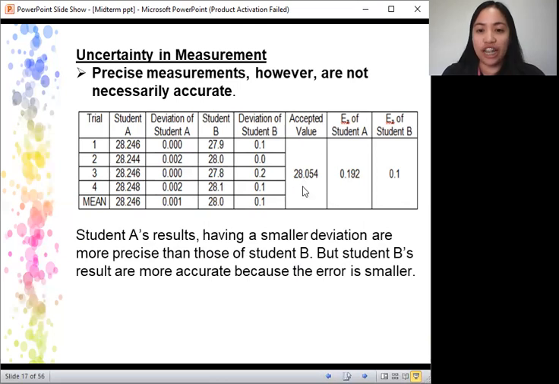But, this is the accepted value. So, if you are asked who is more accurate between them, or whose data is closer to the accepted value, you get the absolute error. So the absolute error of student A is 0.192 while student B is 0.1. So student B's results are more accurate because the error is smaller. Compared to student A, the absolute error of student B is smaller. So student B is more accurate, even though he is not precise. Okay?